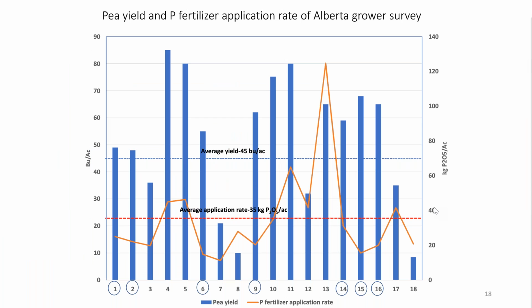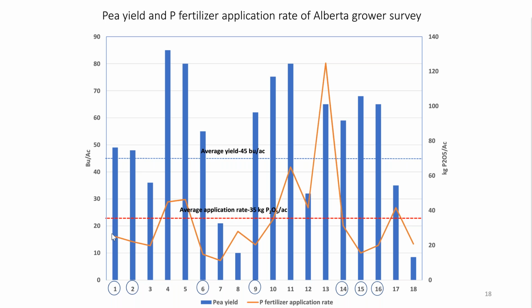So now we'll actually get into some of those producers' data that we had here, and we're going to spend a little bit of time here. The left axis represents yield in bushels per acre, and of course the right axis represents kilograms of P2O5 per acre. So that's how many pounds or kilograms of fertilizer, specifically P2O5 per acre, as it is the largest contributor from the crop input perspective.